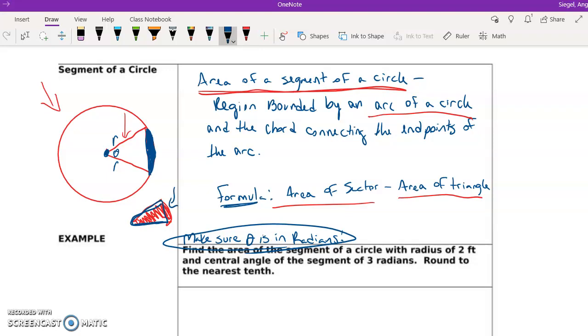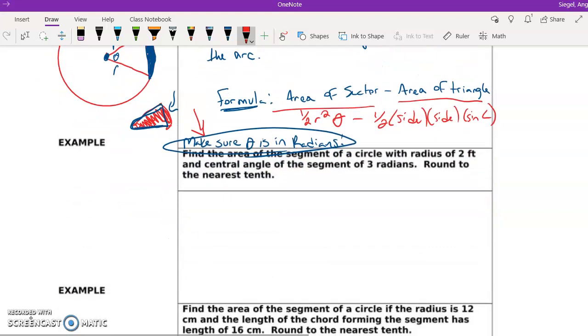So we know the formula for an area of a sector. If you'll remember, that's 1/2 r squared theta. And then we've been talking about the area of a triangle, 1/2 side times side times the sine of the included angle. So we can totally do this, no problem. The math isn't that hard. Just make sure that theta is in radians.